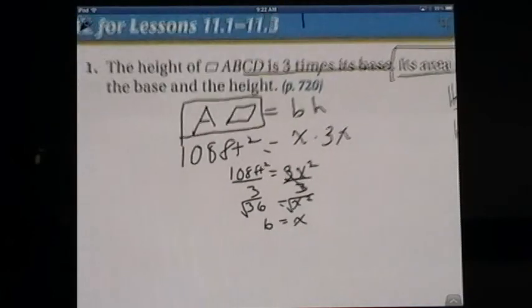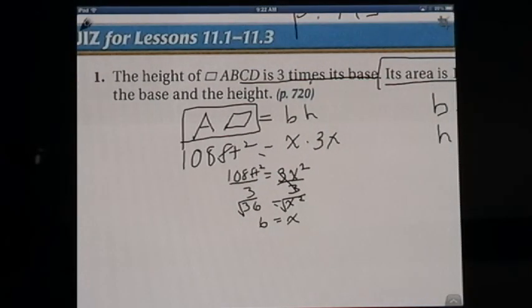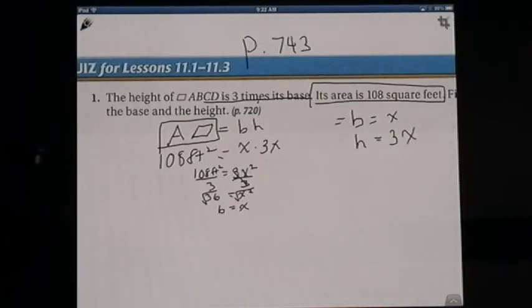Okay, so it says find the base and the height. So x over here is the base, which is 6. And 3 times 6 would be the height, which is 18 feet.